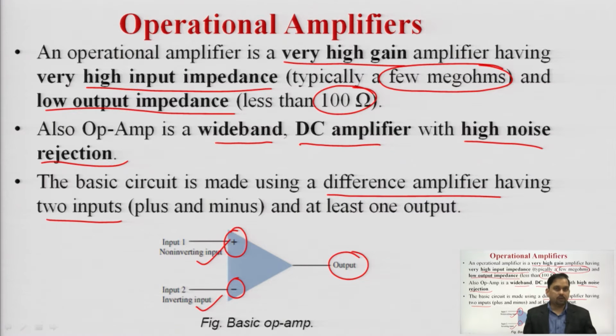So, we will again repeat the definition for op-amp. An op-amp is a very high gain differential amplifier having a high input impedance and low output impedance and having a high noise rejection.